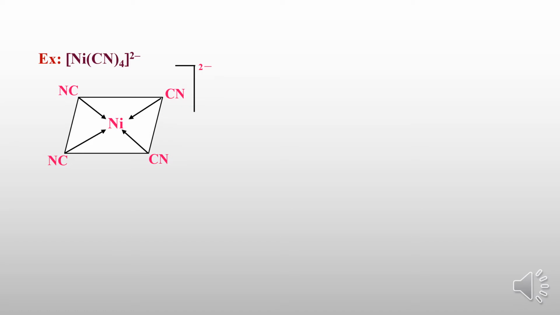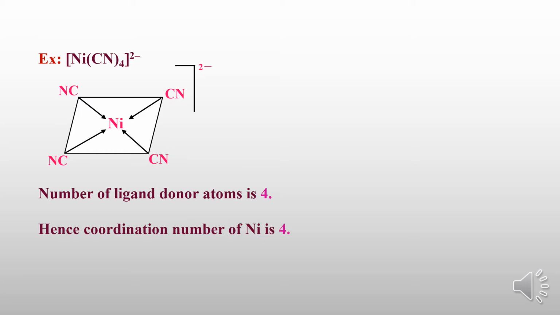Cyanide is there. It is a monodentate ligand. We also call it an ambidentate ligand. Two donor atoms are there, but only one donor atom can donate the pair of electrons to the metal, and so it can make only one bond. So it is also a monodentate ligand. There are four monodentate ligands, which can make four bonds. Hence the coordination number is four.